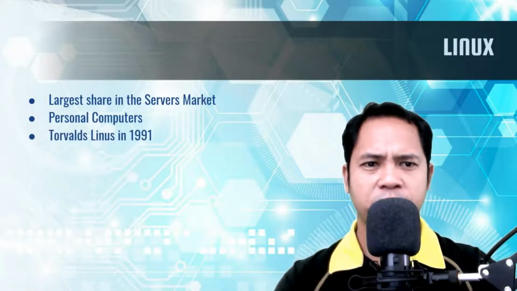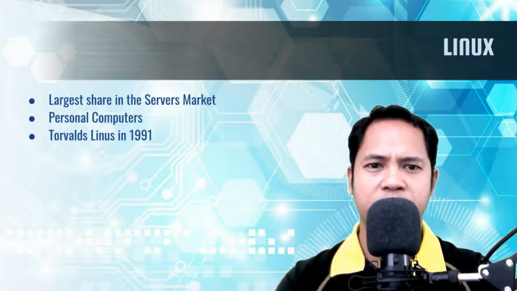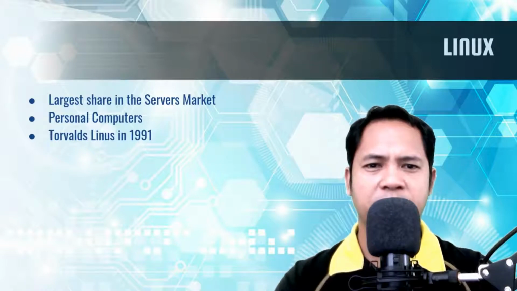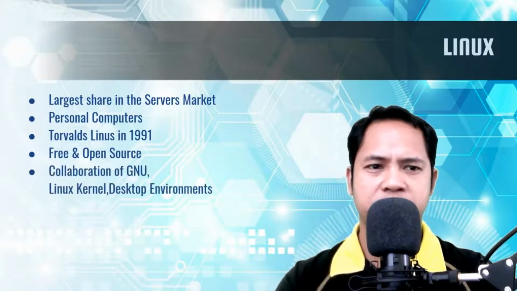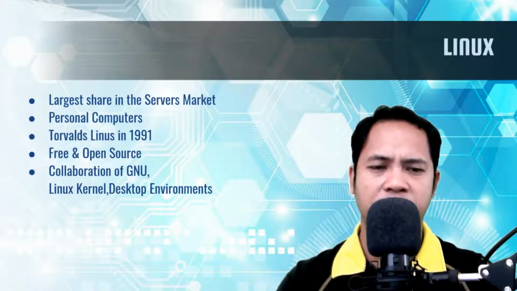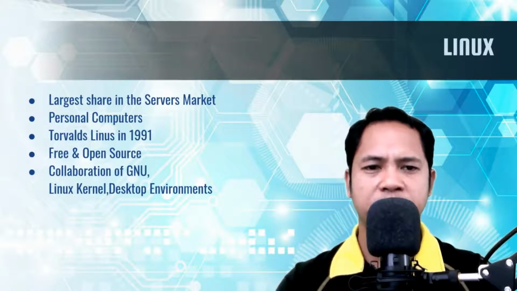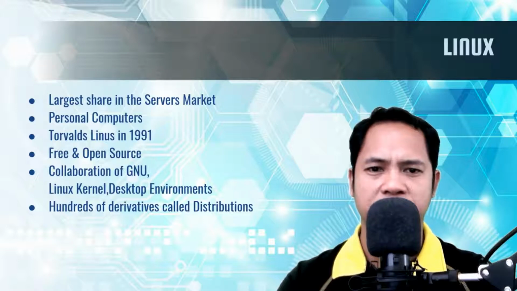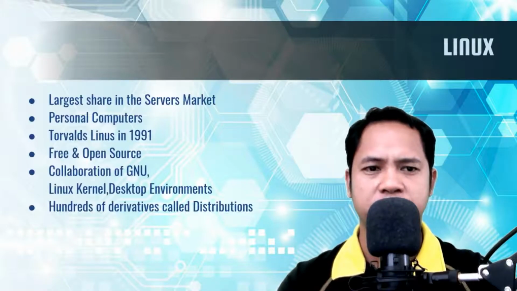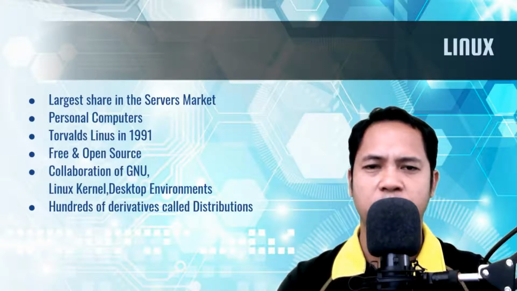The core OS, known as the kernel, was developed by Linus Torvalds in 1991 as a hobby. From there, it became the most popular open source software. Today's modern Linux servers and personal computers are a collaboration of several outfits including the GNU, the kernel, and a couple of desktop environments. Because it is free and open source, there are a lot of derivatives that exist today. These derivatives are called distributions, or distros in slang. My laptop, for example, uses a distribution called Zorin OS.